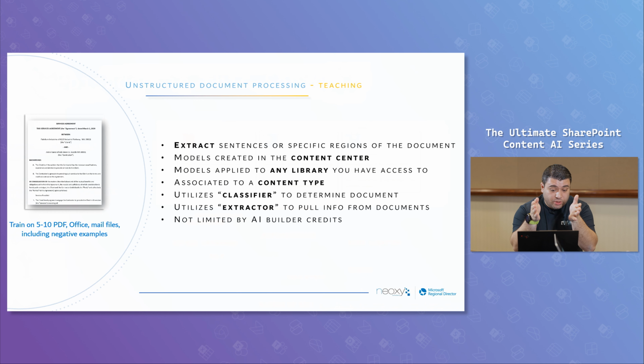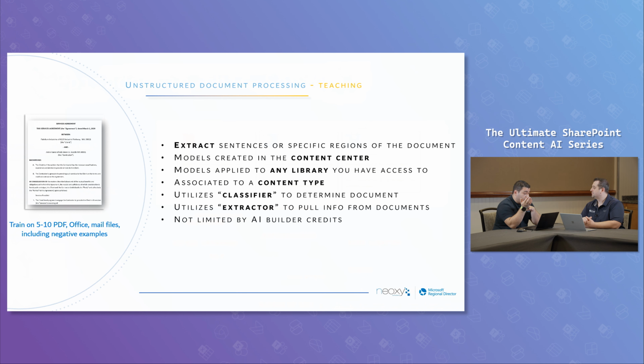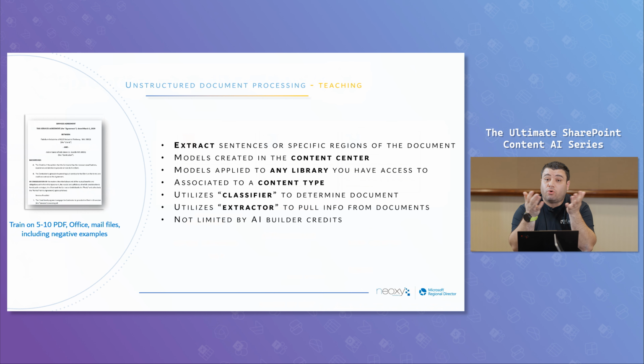So we will go into our document in our model and tell it, this is the piece of info you need to extract for me and bring into my column. Models are created in content centers and applied to the document library where you create them. So you can either create the model in a document library and apply it to that document library, or you can easily go to a content center, create that model there, and then apply it to any document library you have access to.